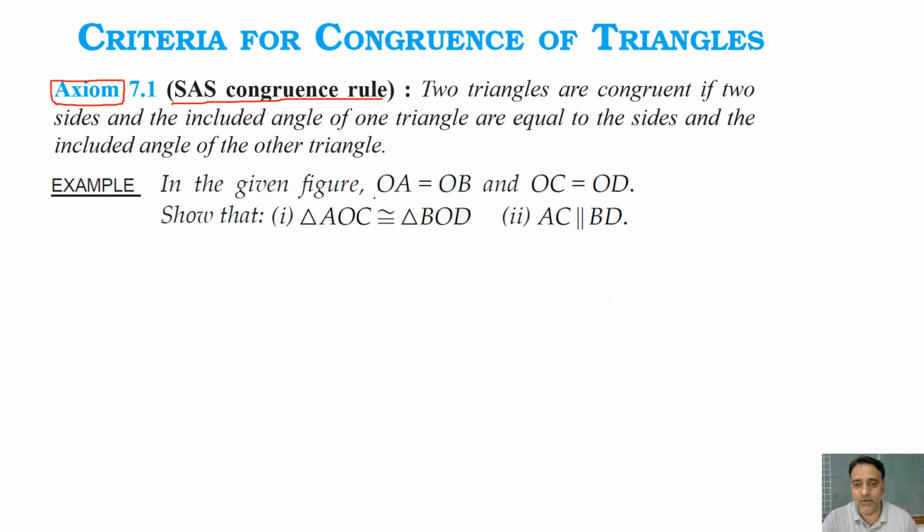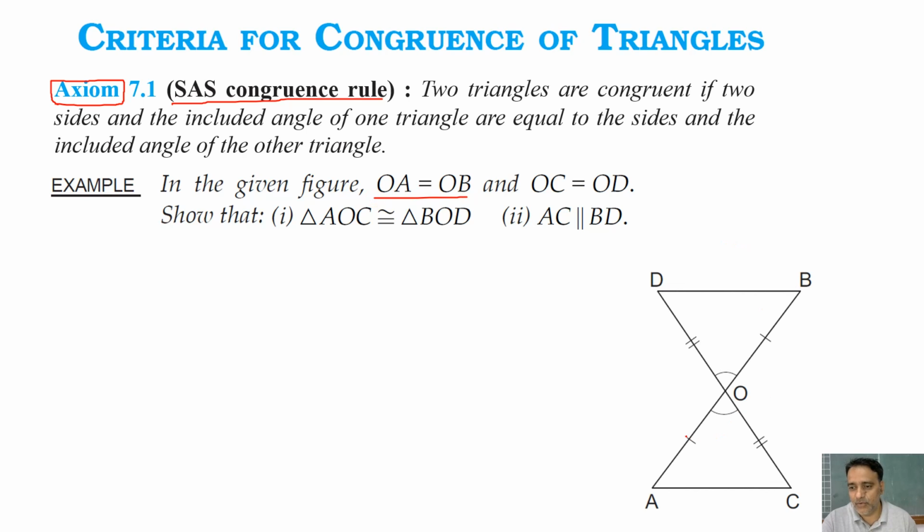In the given figure, OA is equal to OB and OC is equal to OD. We have to show that these two triangles are congruent and AC is parallel to BD. So first of all, let us start with these two. OA is equal to OB, given. OC is equal to OD, this is also given, and these two angles are equal. Why? Vertically opposite angles. Very good. So these two triangles are congruent by which criteria? SAS. Right. Very good. SAS congruence rule.